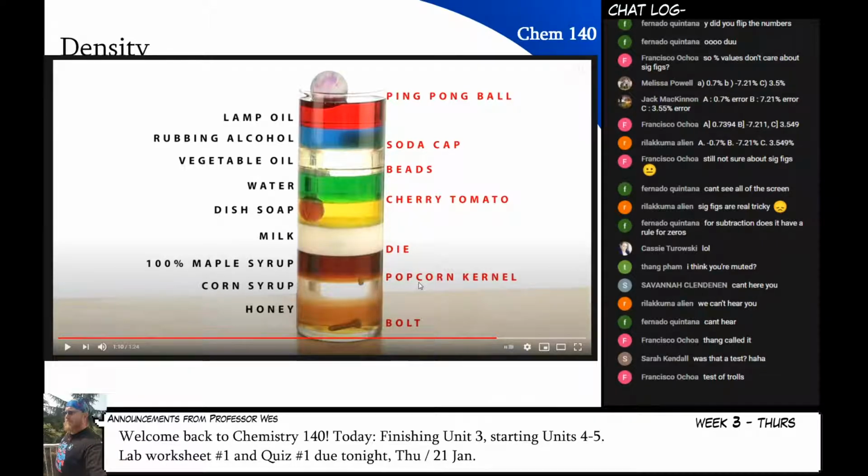But the popcorn kernel was more dense than water or dish soap or milk or maple syrup, but not as dense as corn syrup. So it sorted to be here. Here's the dice, which is made of plastic. You can barely see it, but you can see the numbers right there. There's our tomato. The beads, which you can kind of see on the side here. And then the ping pong ball, which is full of air, is on the top. So these all sorted based on density. And it's kind of cool. So there you go.